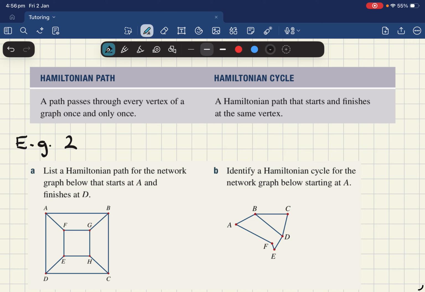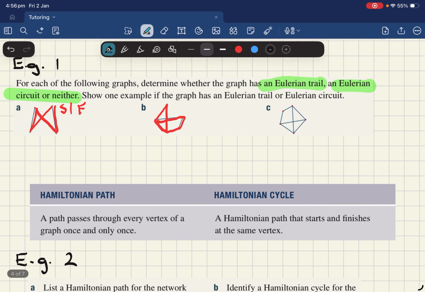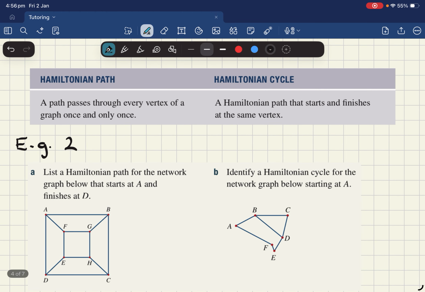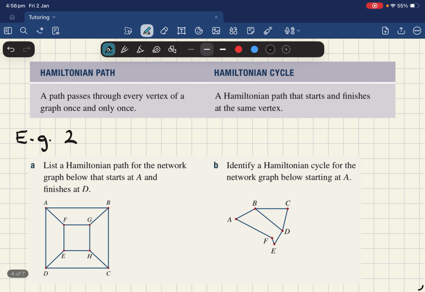So we will have to actually look at it and draw it in. It's not as simple as our Eulerian trails and Eulerian circuits where we can just kind of pick one. But over here, with part A, it's telling us to list a Hamiltonian path for the network that starts at A and finishes at D. So we want to get from A to D, and we just have to pass through every vertex of a graph once and only once. So we don't have to worry about all of the edges here.